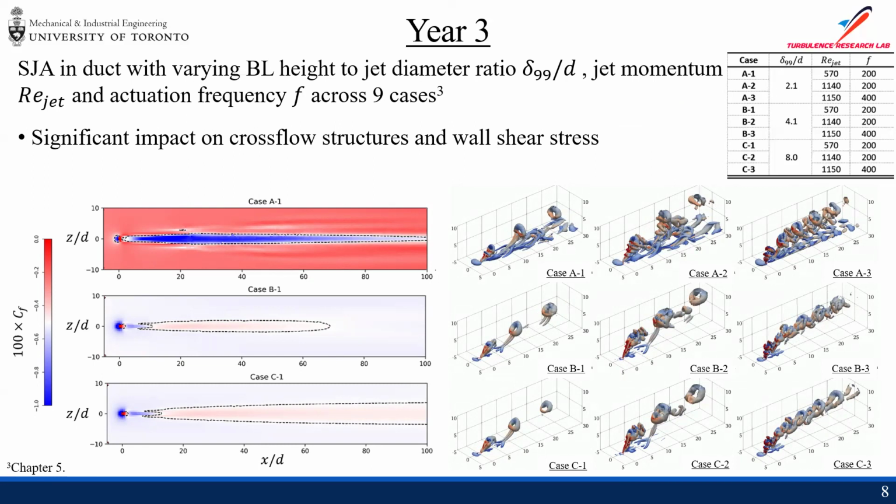The main takeaway was that we don't really want to apply an SJA with too small of a nozzle onto geometry if the boundary layer is too thick. So we roughly want the boundary layer to be maybe no more than twice as tall as the SJA diameter. Otherwise, the actuation might not perform that well.